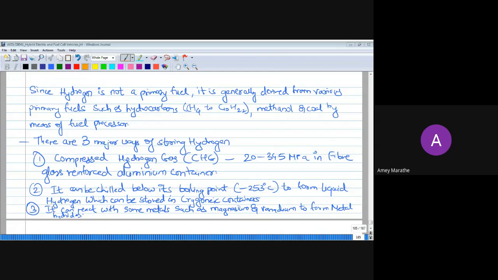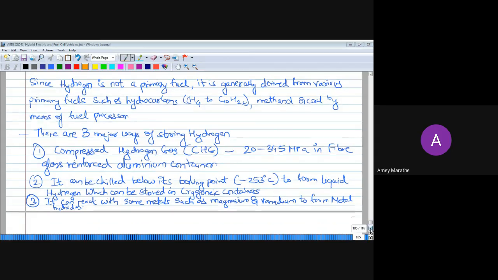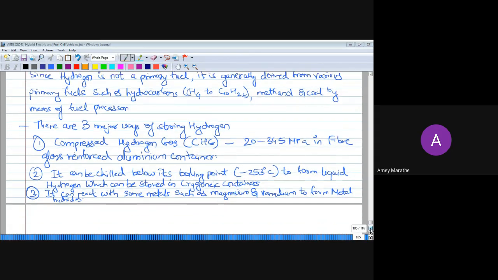Then either it can be compressed hydrogen gas, or you can chill the hydrogen below its boiling point, which is minus 253 degrees C, and convert it into liquid hydrogen, which can then be stored in cryogenic containers. And the third way is we can react the hydrogen with some metals such as magnesium and vanadium to form metal hydrides. So these are the three most popular ways in which you can store hydrogen.